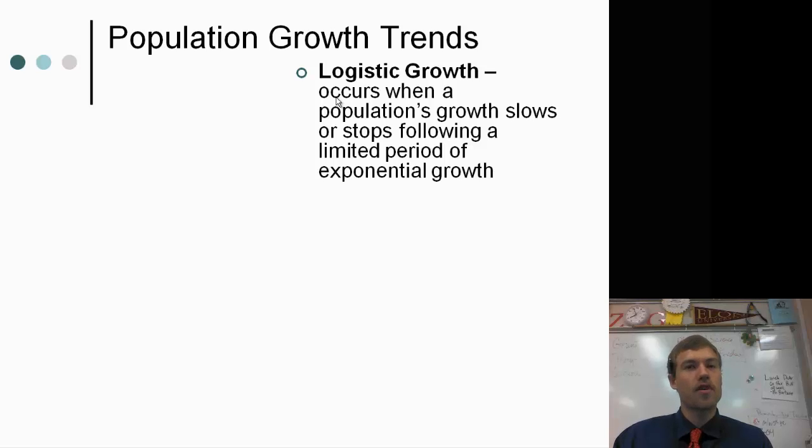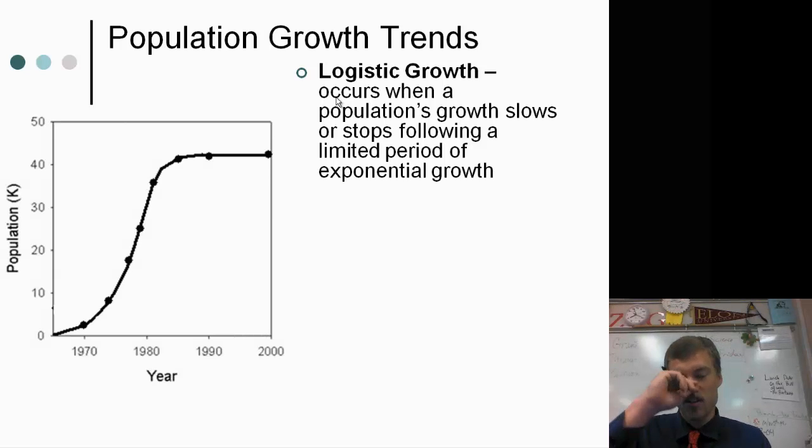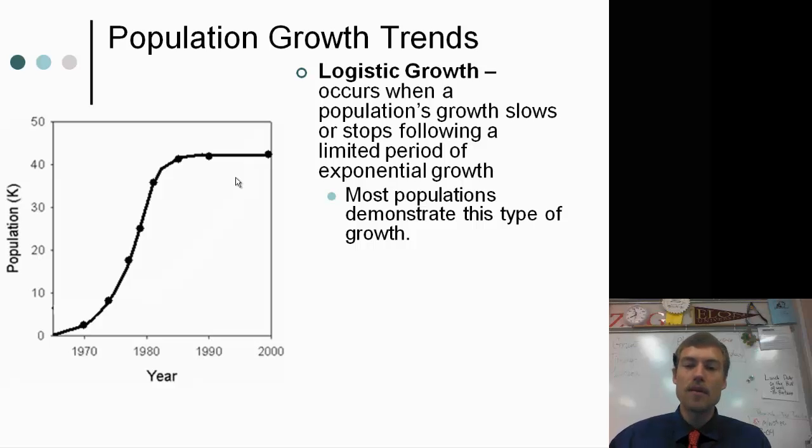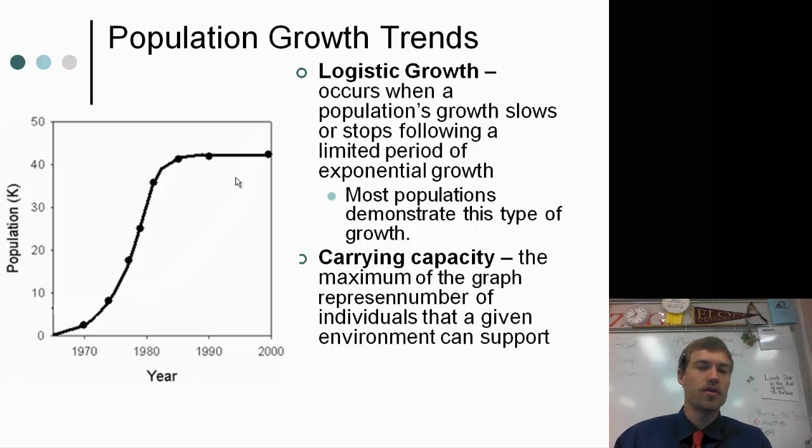The other type of growth that we're going to see, and this is the one that we see happen most often in the wild, is logistic growth. This occurs when a population's growth slows or stops following a limited period of exponential growth. And so what we have here is an S-shaped curve. That's the shape that we have right here, an S shape. What's going to happen is that we do experience exponential growth, but then that growth is going to level off, okay? And most populations, again, demonstrate this type of growth.